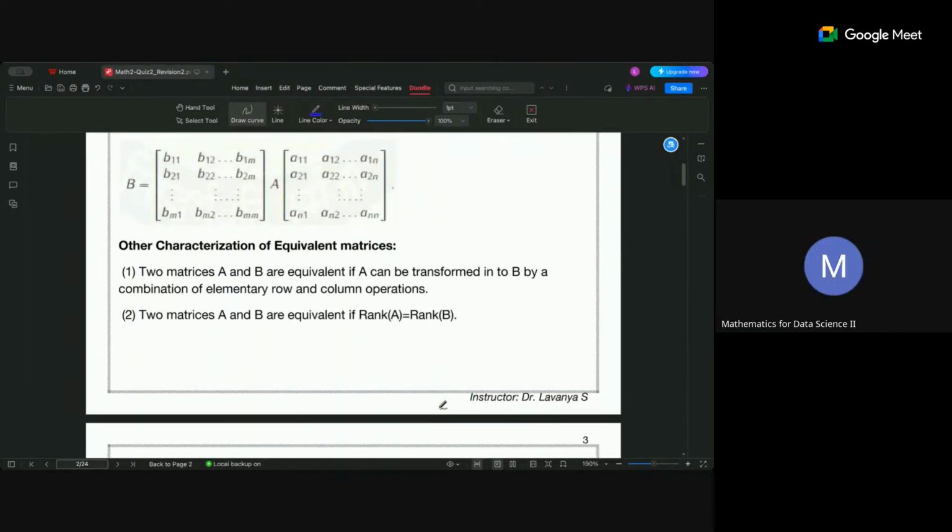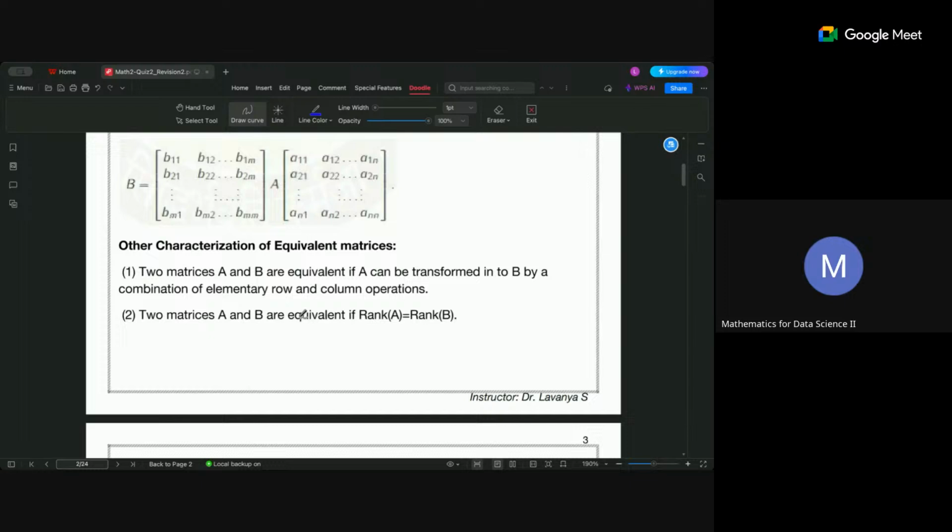So what are the important characteristics of equivalent matrices? Two matrices A and B are equivalent if A can be transformed into B by a combination of elementary row and column operations. In general, the row reduction which you do in Gaussian elimination, all the matrices obtained in every step are equivalent matrices because of this property, right? Because one can be obtained from the other by a combination of elementary row and column operations.